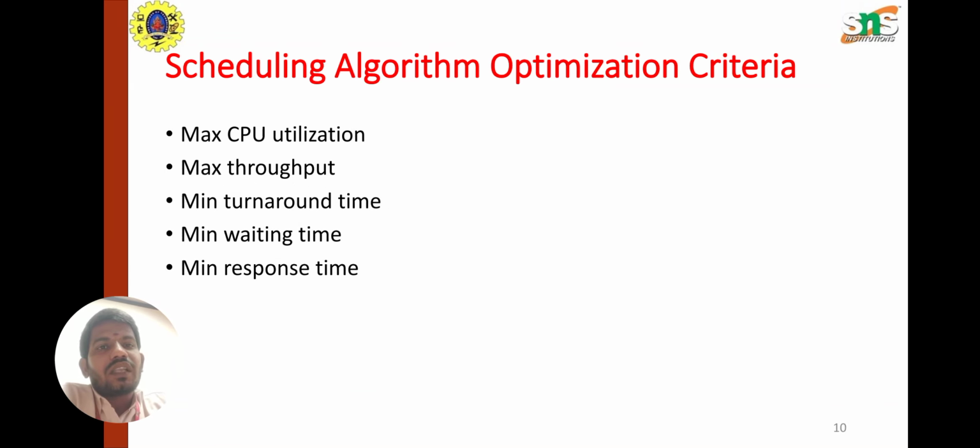Scheduling algorithm optimization criteria: maximum CPU utilization, maximum throughput, minimum turnaround time, minimum waiting time, and minimum response time. These are the scheduling criteria in an operating system.